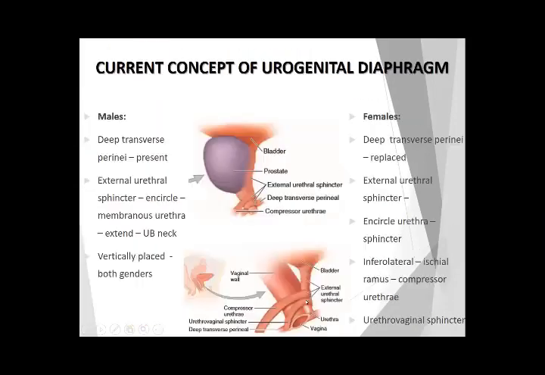And then, of course, don't forget these fibers of the smooth muscle that make up the compressor urethra, that compress the urethra. And in females, you also have a urethrovaginal sphincter. This is the vagina. This is the urethra. Females also have this urethrovaginal sphincter, and this is the compressor urethra.